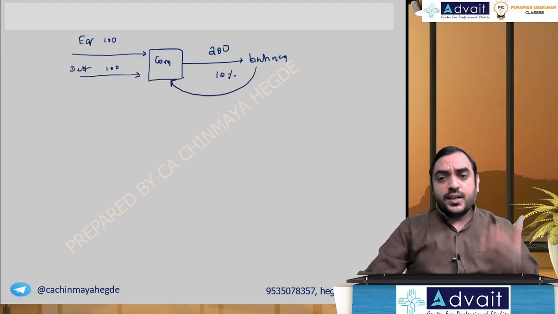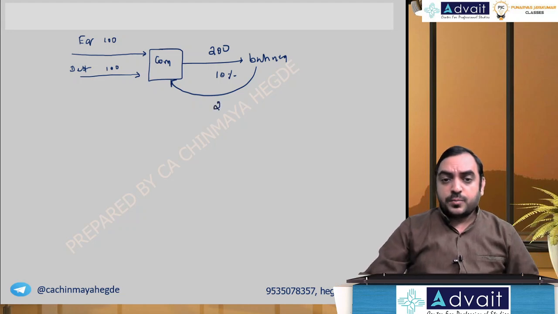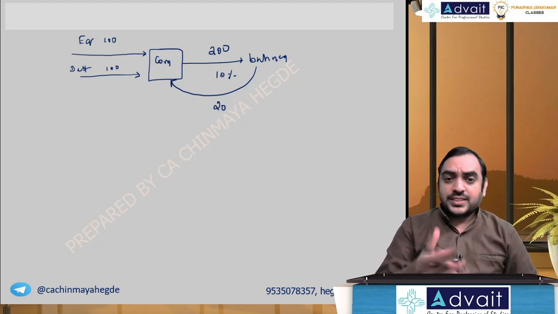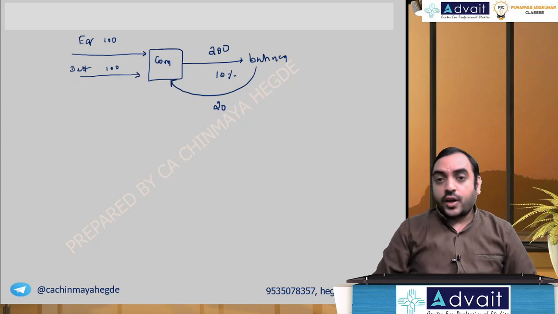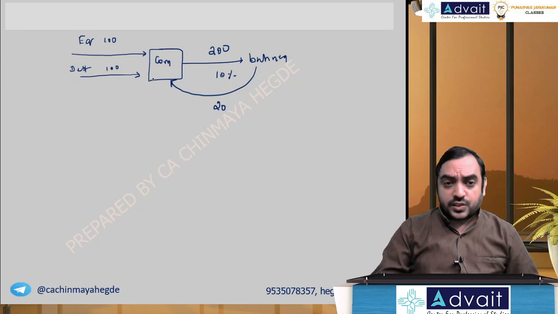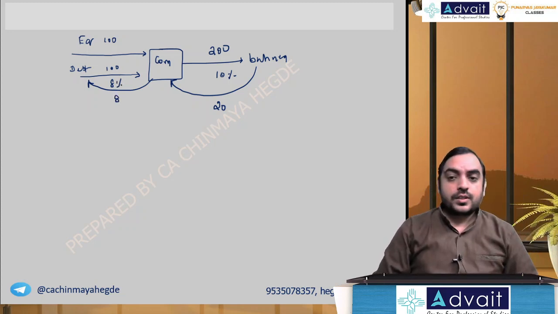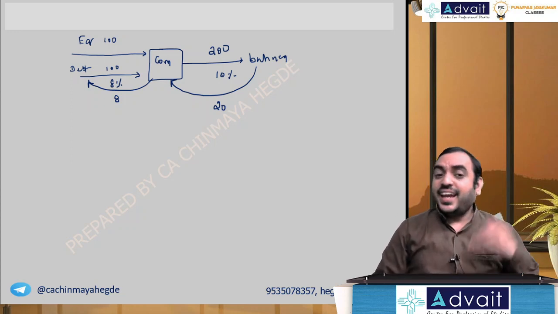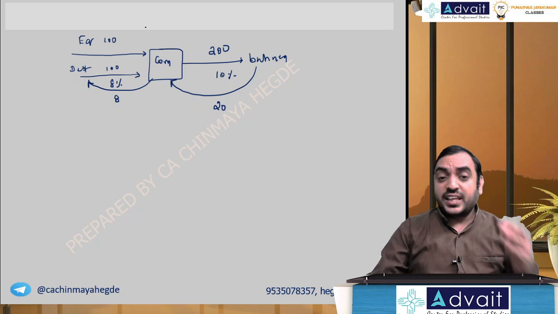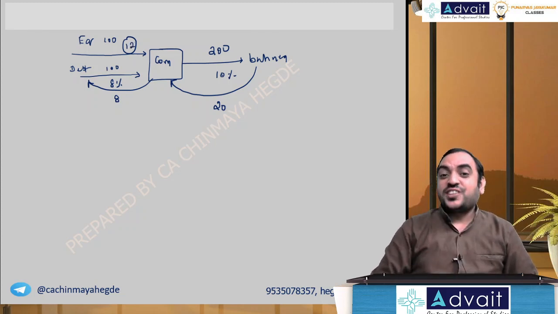So 10% of 200, that means you're able to generate 20 rupees. Basically 10% is the return on capital employed. Equity 100, debt 100, capital employed 200. And you have to pay interest to the debt. Let's say rate of interest is 8%, which means you'll be paying 8 rupees to them. Now 20 rupees you earn, 8 rupees you pay to the debt. So how much available for equity now? For equity shareholders, amount available now is balance 12 rupees.